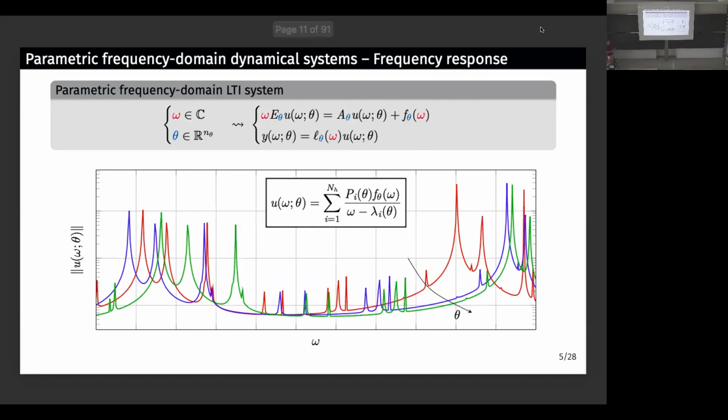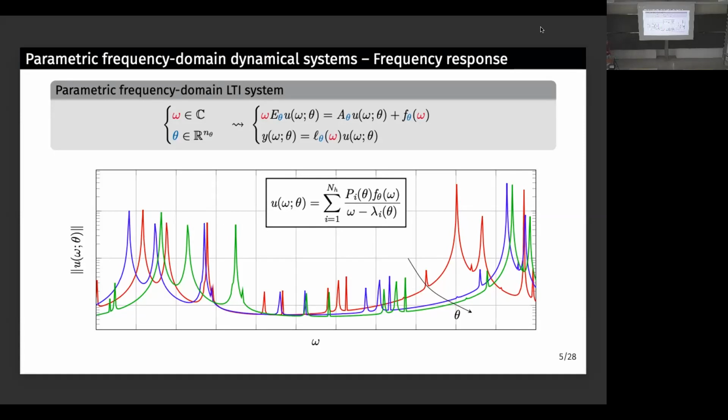All right, so this is just a small part of the picture, because of course, what we're really after is not just the dependence on the frequency, but we're also going to have some parameters, theta. They're not just one, they could be a collection of parameters, could be material parameters, could be geometric parameters, as we've seen just before. And you can imagine that changing the parameters will change the frequency response of the system.